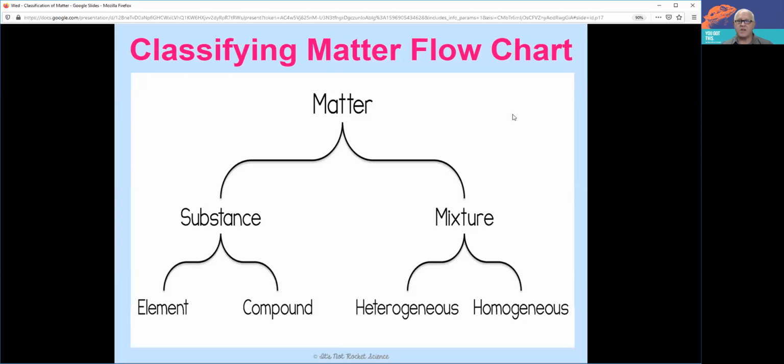This is your classifying matter flow chart, and I'd like you to put that into your notes. We start with matter on the top. We move to substance down on the left. You can then have an element or a compound as a substance. And a mixture on the right can either be heterogeneous or homogeneous.